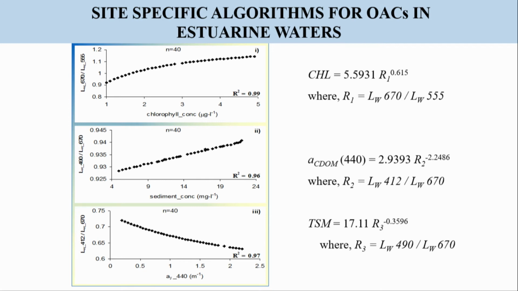You can see that for chlorophyll it is 5.5931 R1 raised to 0.615, and CDOM 2.93 into R2 raised to minus 2.2, and similarly TSM. Let me tell you that this is a site specific and season specific algorithm, in the sense that if I try to apply this during the post monsoon, if I want to retrieve this information from the water column during post monsoon season, it doesn't work, it breaks. So this is site specific and season specific.